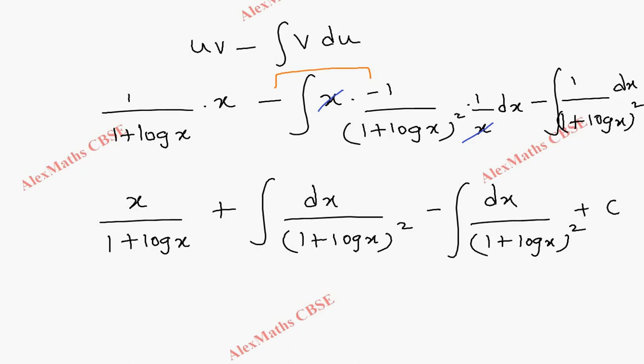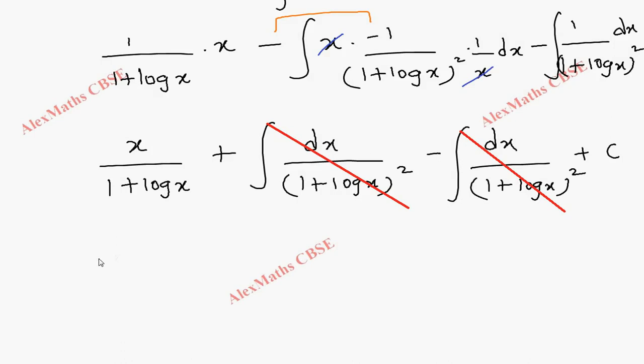We find these two terms are the same with opposite signs, so we can cancel these two. So the final answer is x by 1 plus log x plus c.